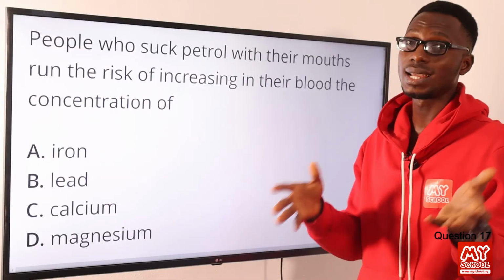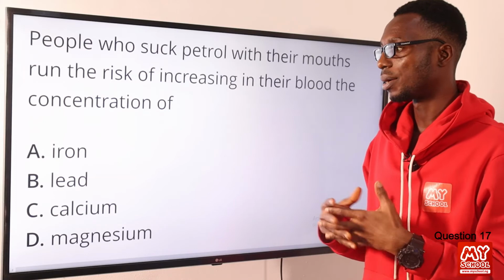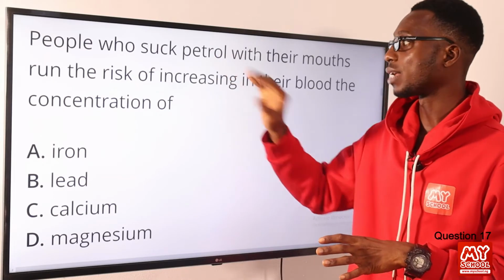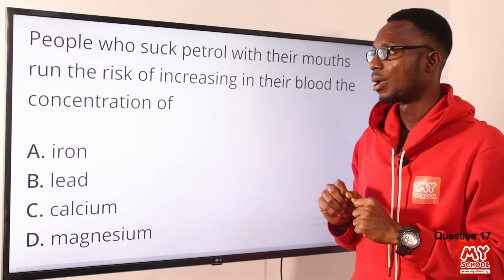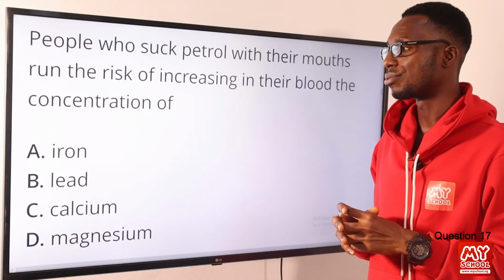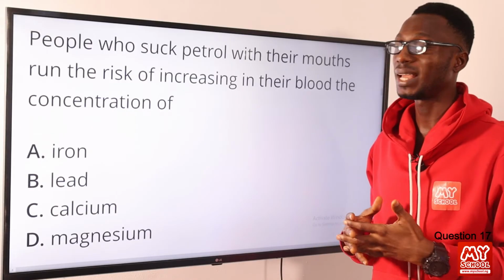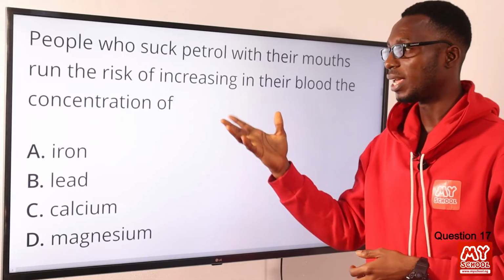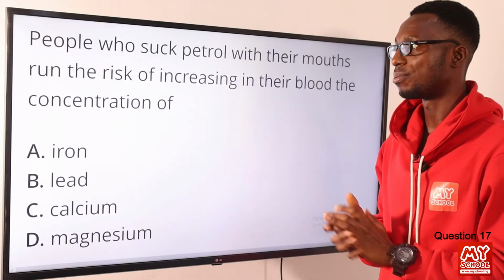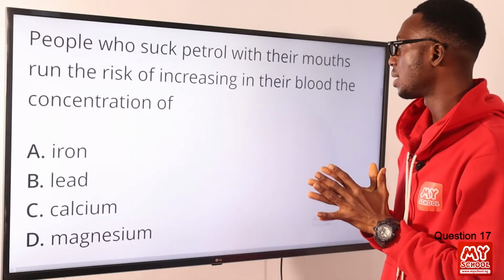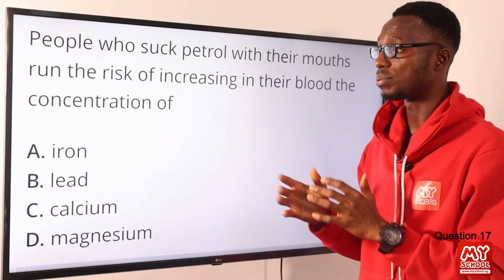Okay, and this, like I said, was actually introduced to improve the quality of the results we get from the usage of gasoline. But looking at the risks of poisoning, what are the dangers associated with it? It can lead to seizures, it can lead to coma, and in severe cases, it can lead to death. So even through sniffing or sucking, there is exposure to lead. People who suck petrol with their mouth run the risk of increasing the concentration of lead in their blood. So option B is the right option.